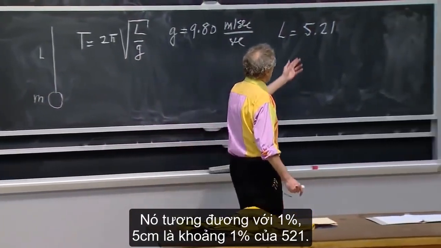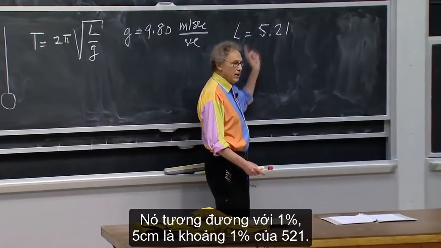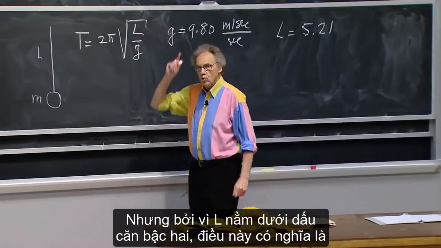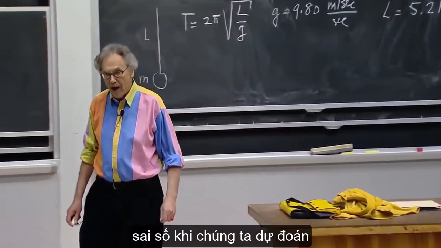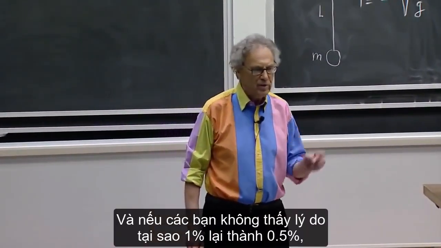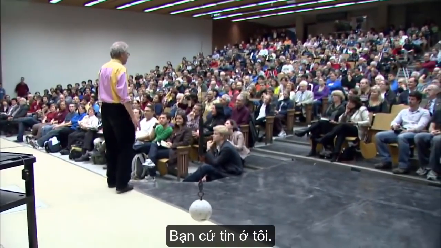That means that is 1%, 5 centimeters is 1% out of 521. But since L only shows up as the square root, it means the uncertainty in the time that we predict is only 0.5%. And if you don't see the reason why the 1% becomes 0.5%, that's okay, then just forget about it. You take my word for it.